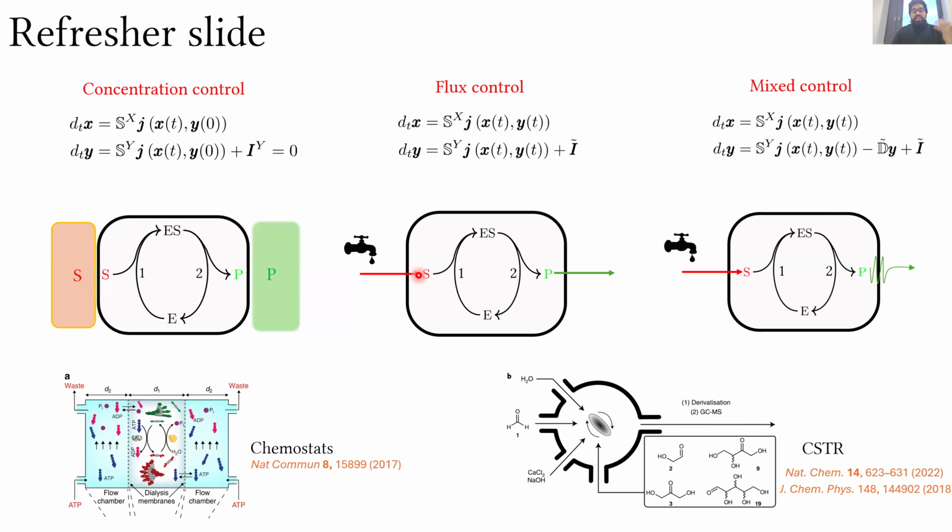Just as a refresher, because I will keep referring to these terms, concentration control means you fix concentrations. Flux control means the influx and outflux rates are constant. Mixed control means the influx rate is constant and the outflux is proportional to how much is inside.